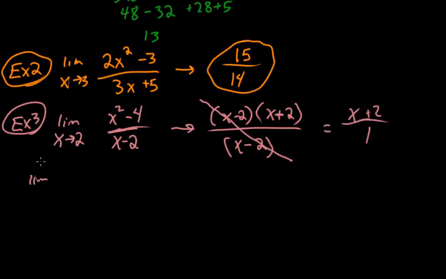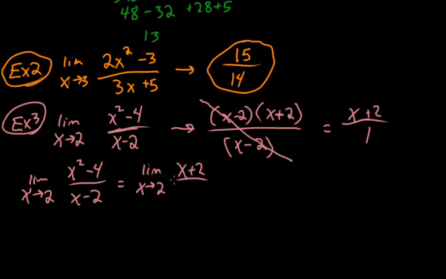So the limit as x approaches 2 of x squared minus 4 over x minus 2 equals the limit as x approaches 2 of that number, x plus 2 over 1, which is the same thing as 4.